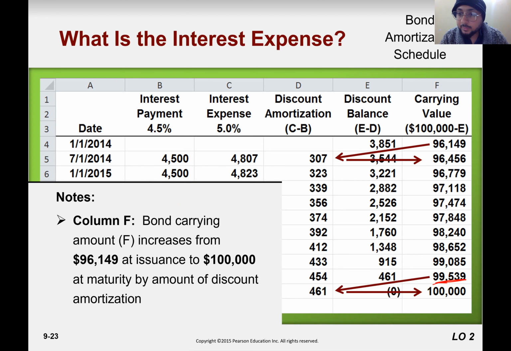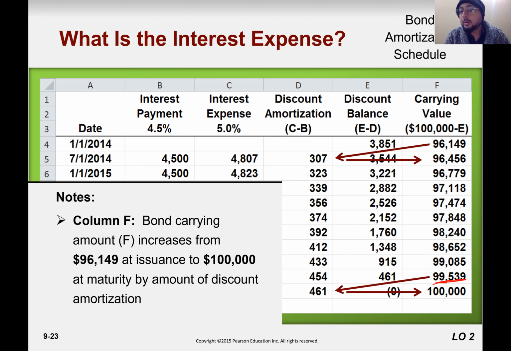So 99,539.05 minus 4,500. The answer is going to be 476, right? This answer is going to be 476, right?